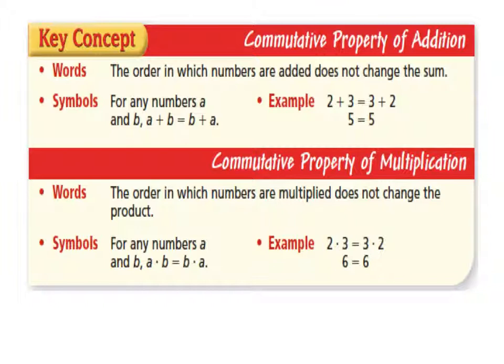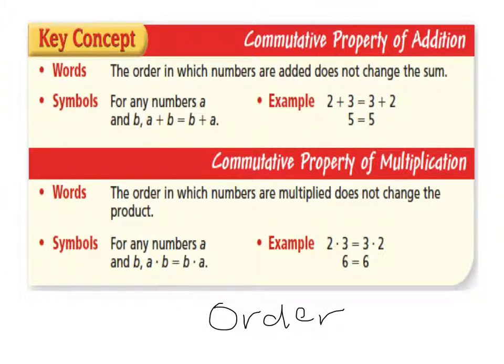All right, our key concept, commutative property. We have one for addition and one for multiplication. What that is basically saying is that we can change the order of our algebraic expressions and it will not change the answers. So commutative is known as order, changing of order.